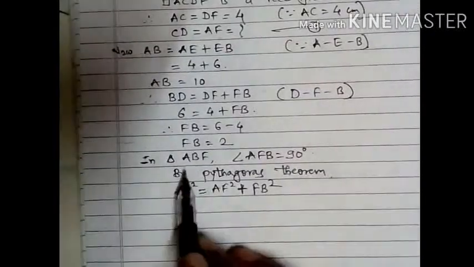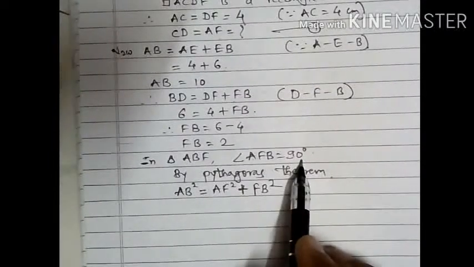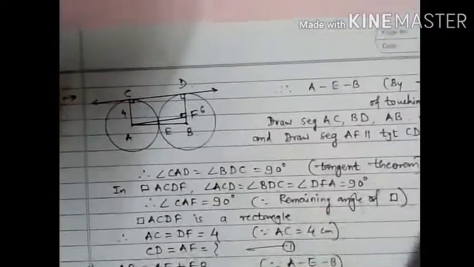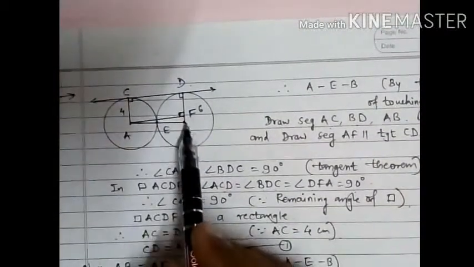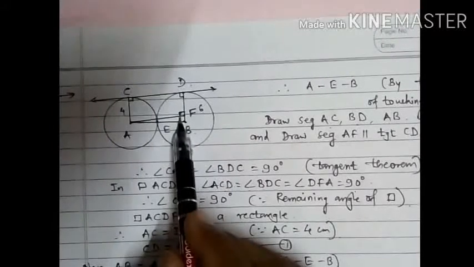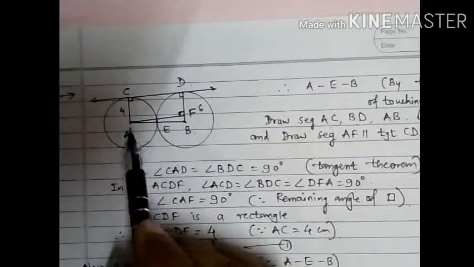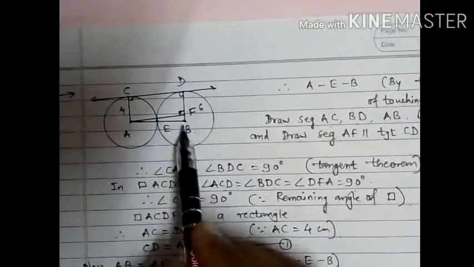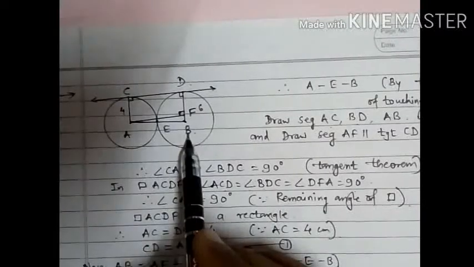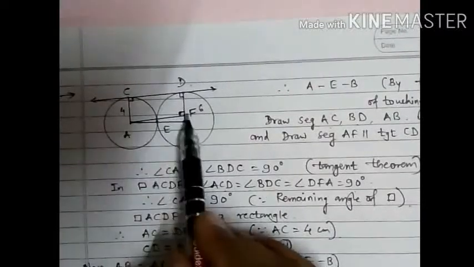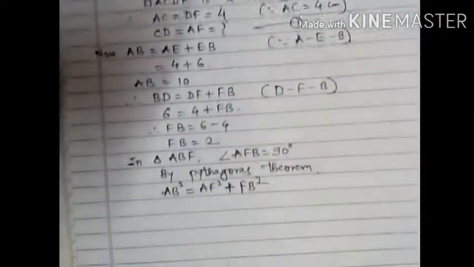Therefore in triangle ABF, angle AFB is equal to 90 degrees. Now see here, this is the right angle triangle ABF. This angle is 90 degrees. Now AB is the hypotenuse of this right angle triangle. By using the Pythagoras theorem, AB square is equal to AF square plus FB square. In this way we use the Pythagoras theorem.